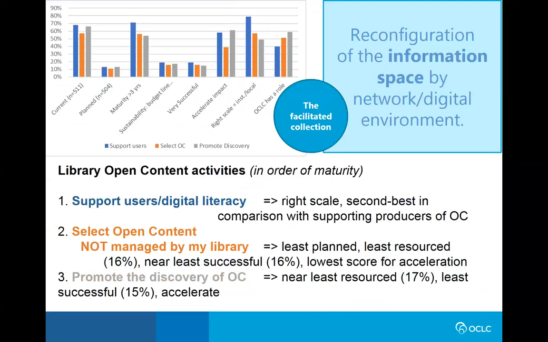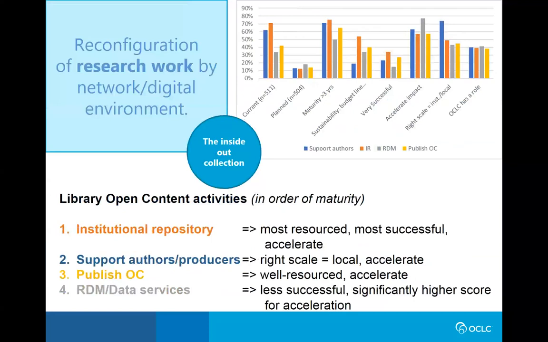So now, looking at the data of the survey with that lens, and I have here the facilitate, but it should be the inside out collection. This is the lens, looking at the data with the lens of the inside out collection. So it's really research support. And we see that the institutional repository, support of authors and producers within the university, and publishing open content and RDM services are all four of them activities that are quite successful, quite well resourced, and the libraries say that the right scale for them to achieve impact is the local scale, is institutional scale.